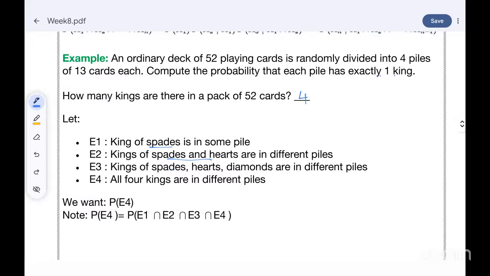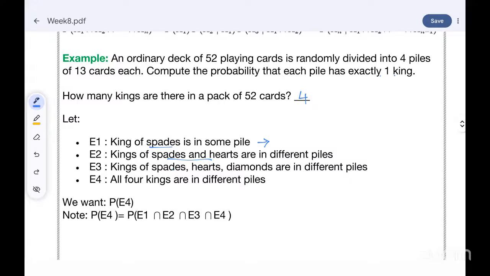So first of all, let's first try to understand E1. What is E1? The king has to be in any one pile. Will the king be there in any one pile? King of spades, will it be there in any one pile? Yes, madam. It is obvious, right? So what should be the probability of E1 then? 1 by 52. So will it happen with any condition? So is there any doubt in this? King of spades is in some pile. Is there any question about this? No. There is no question.